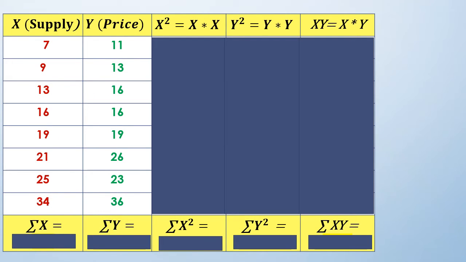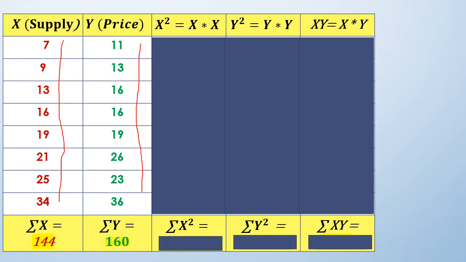Now here is the supply, 7, 9, and so on. This is the format of the table. First we take the x value, that is the supply, and then the y value, that is the price. Then we take the sums: sum x is 144, sum y is 160. Then we calculate x square.